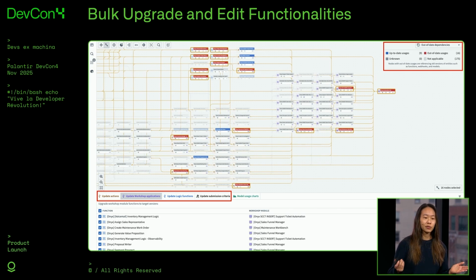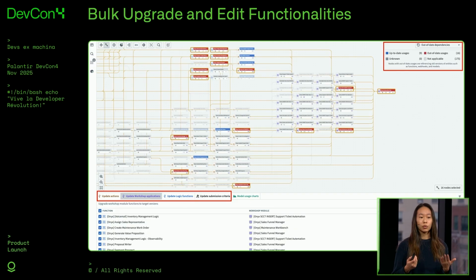And for all my builders in the room, we know it takes time to continuously upgrade and enhance your existing workflows. So we have a suite of bulk update functionalities that you can use to save you guys time. So if you need to bulk update function-backed actions, logic, workshops, or you need to bulk delete actions for a cleanup or migration, you can do this all in one go in workflow lineage.